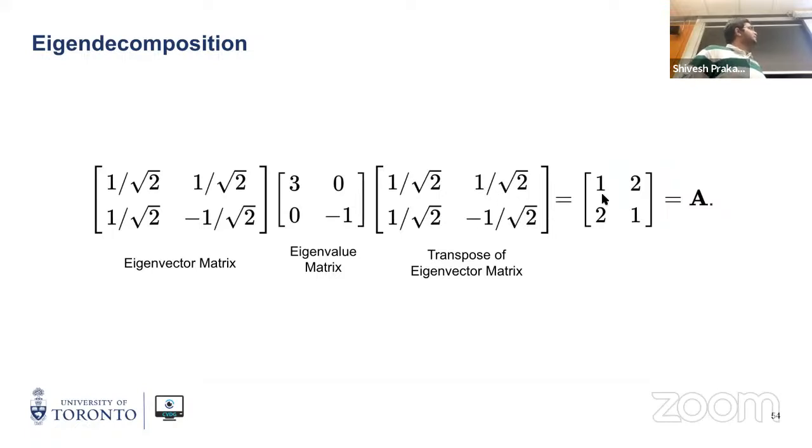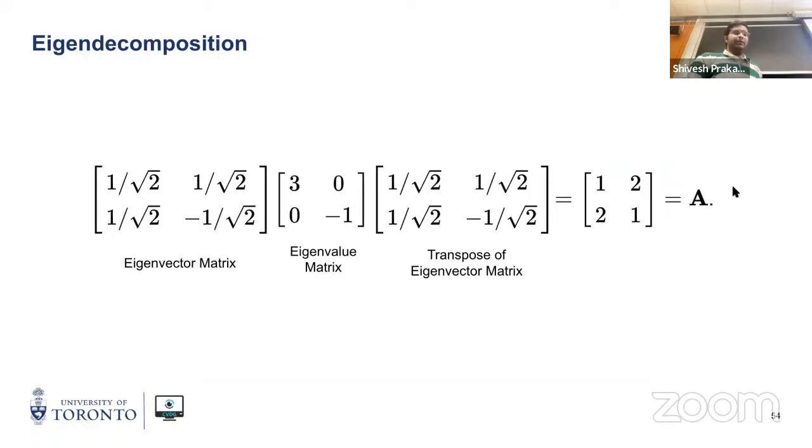For this matrix A, one eigenvector is 1 over square root 2, 1 over square root 2, with an eigenvalue of 3. Another eigenvector is 1 over square root 2, minus 1 over square root 2, with an eigenvalue of 1. This theorem says that if you concatenate the vectors into a matrix, which is the eigenvector matrix U, then make a diagonal matrix out of the eigenvalues, and multiply in this way, U lambda U transpose, what you get is A again.